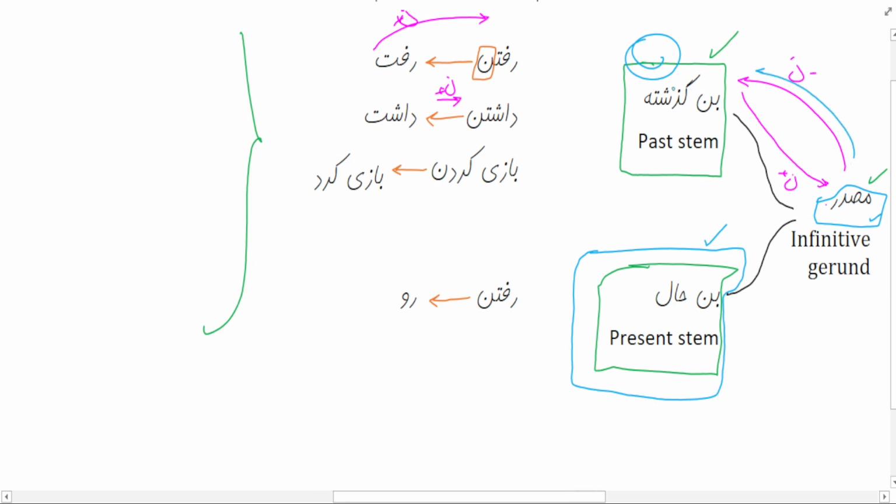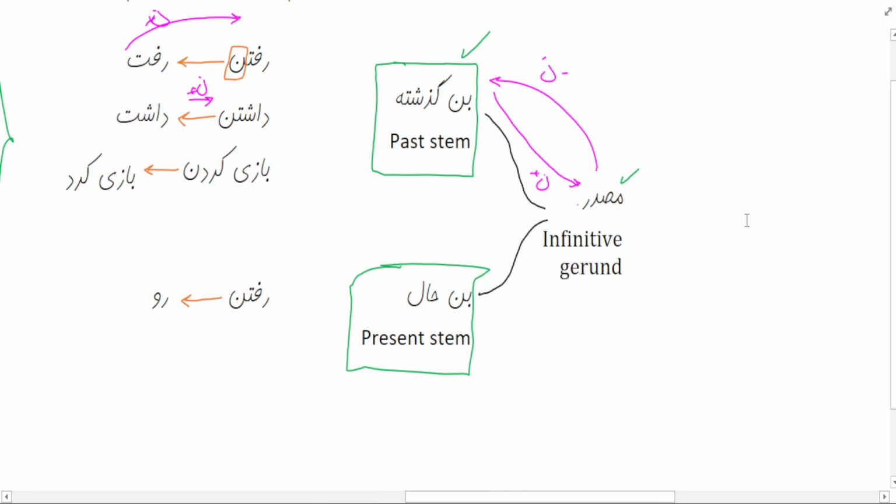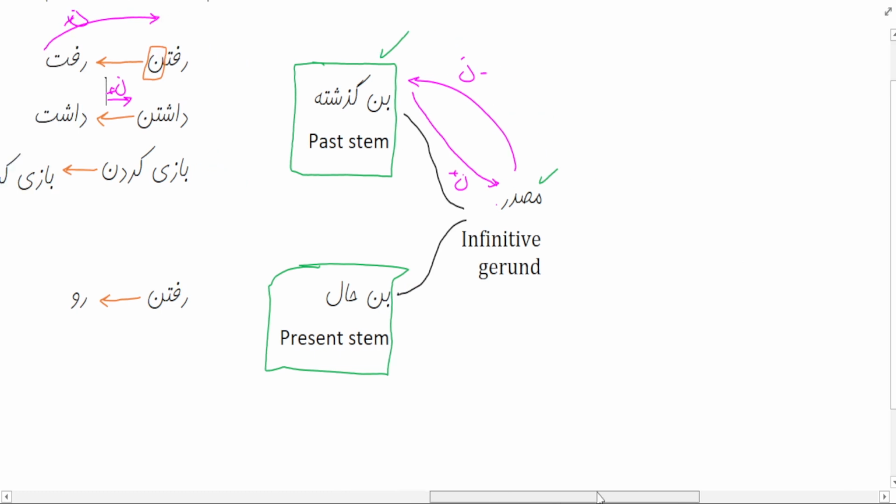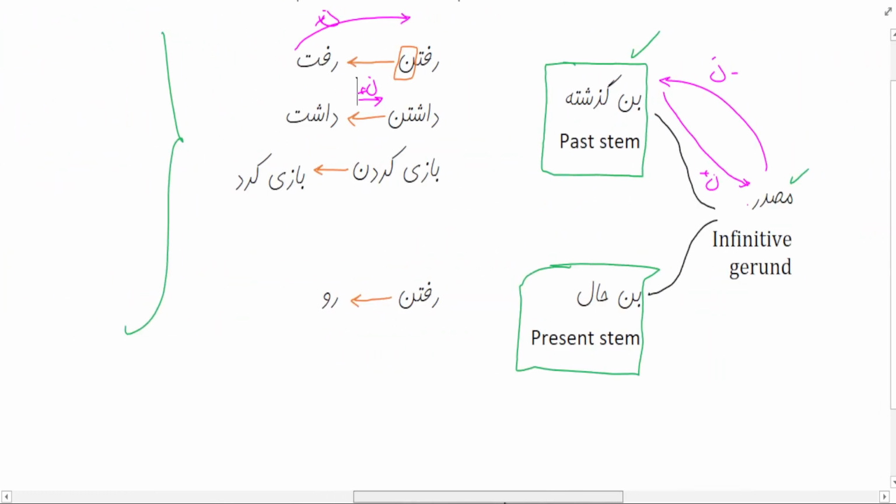But to make it more symmetric, I would suggest, if you are a memorizer, like I said, all you need to do is memorize these two green boxes, because that will suffice for everything. Okay, you can learn mastar and infinitive out of this very easily.